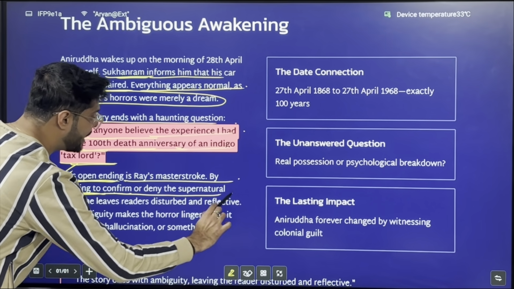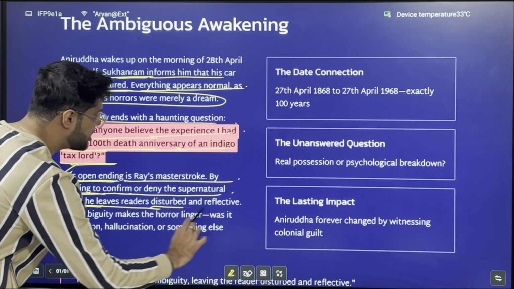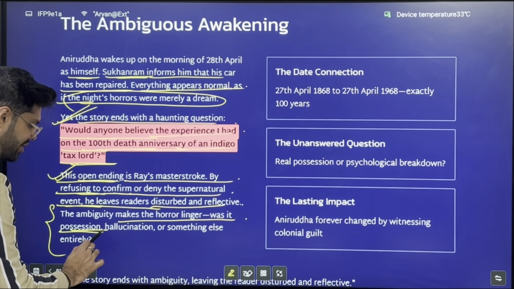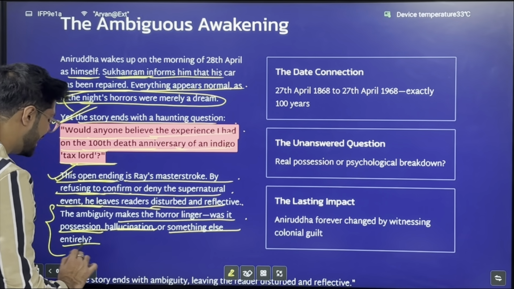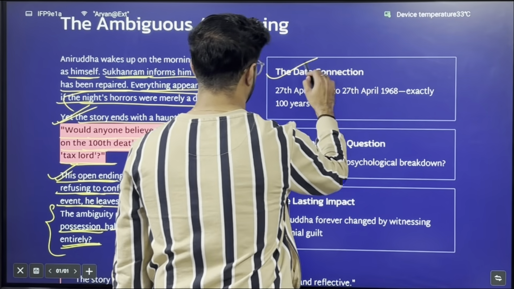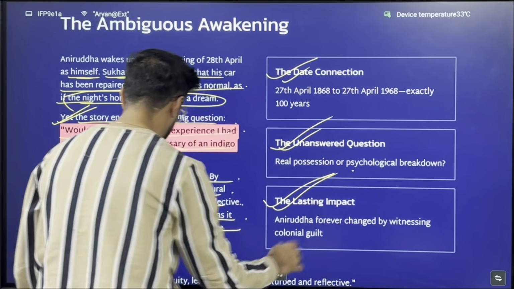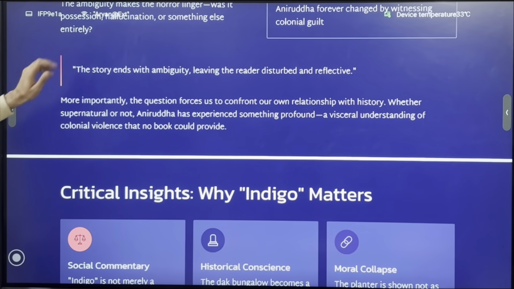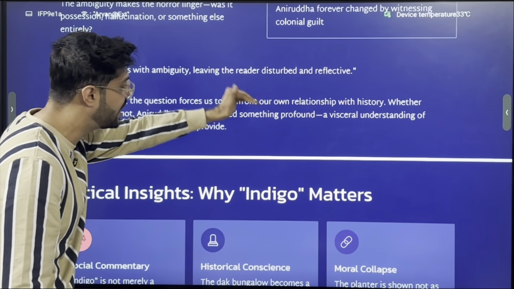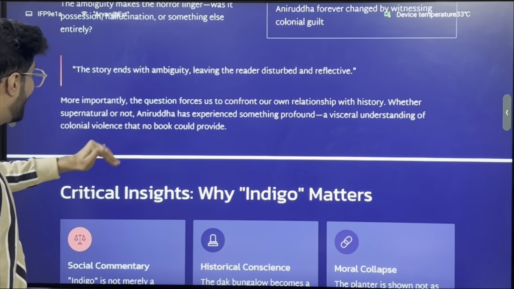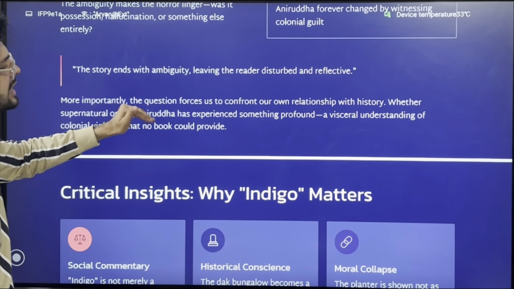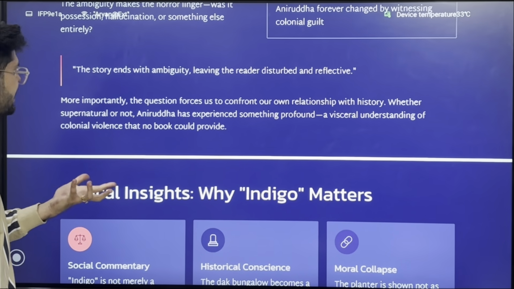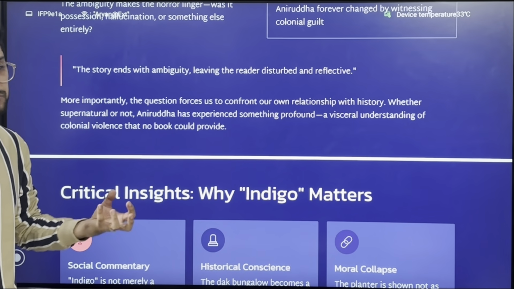By refusing to confirm or deny the supernatural event, he leaves readers disturbed and reflective. This ambiguity, incompleteness makes the horror linger. Was it possession? Was it hallucination or something else entirely? Take it, the date, confession and the unanswered question and the lasting impact. In the end, the story ends with ambiguity, leaving readers disturbed and reflective. More importantly, the question forces us to confront our own relationship with history, whether supernatural or not. Aniruddha has experienced something deep, a visceral understanding, visceral is intuitive understanding, of colonial violence that no book could provide him.